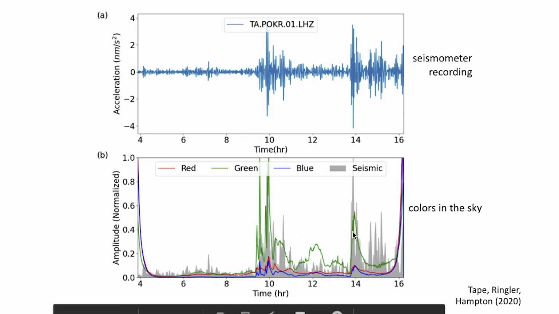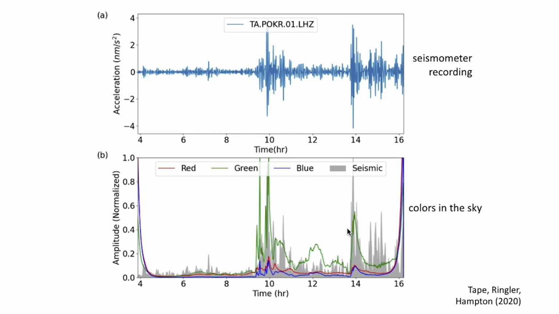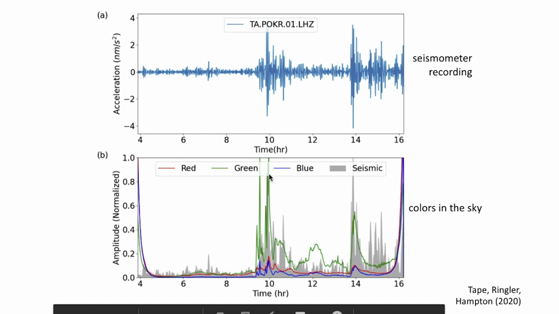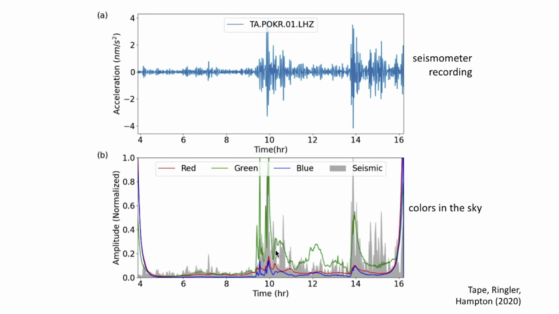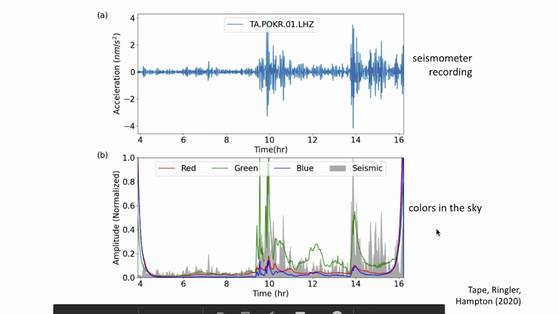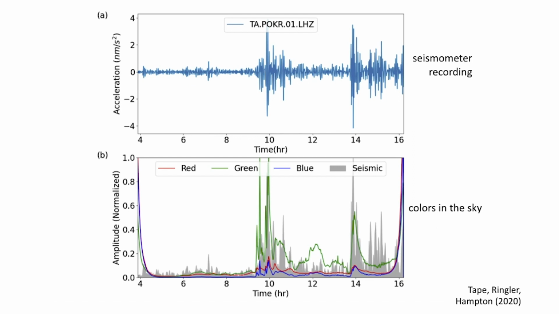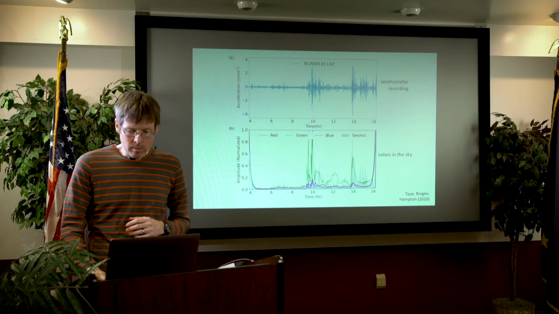And we can see that the gray nicely matches with the intensity of the color as captured by the all-sky cameras. Not surprisingly, green is the main color being picked up. But you can see the correlation: when the sky is colorful, the seismometer is also giving us a signal. So in one figure, you see colors in the sky connected with recording from a seismometer. And that's sort of the essence of what we demonstrated.